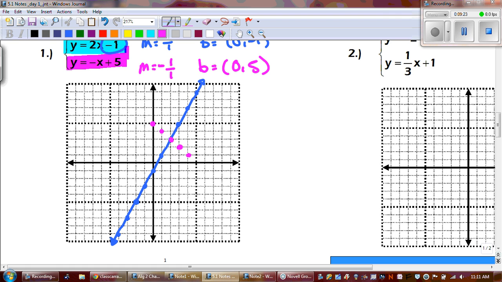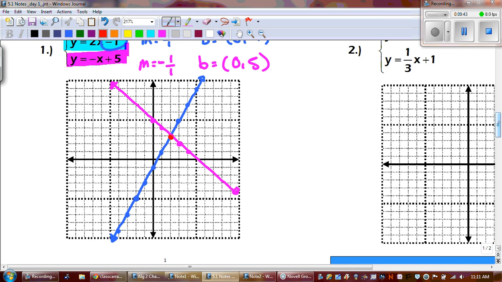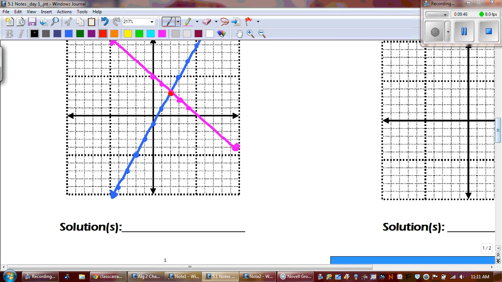I always do a couple more points just so I make sure that my line is nice and straight, because I don't want Miss Carranza to yell at me. Always draw our arrows. If you want to put another point, if you want to circle it, whatever you want to do, just so you know that that is where they meet. Okay, that's the point of intersection. And then we need to describe that point in our answer.